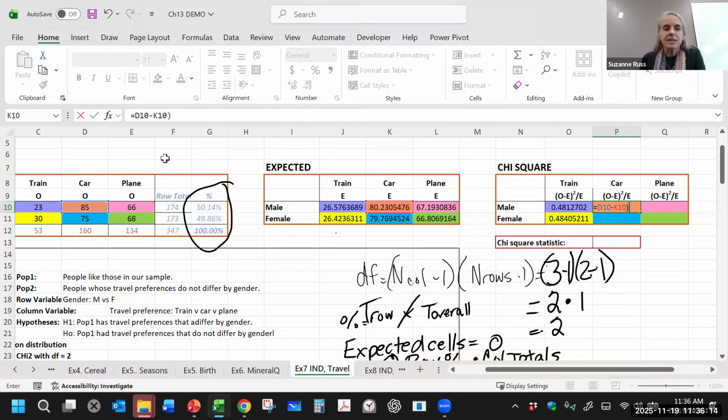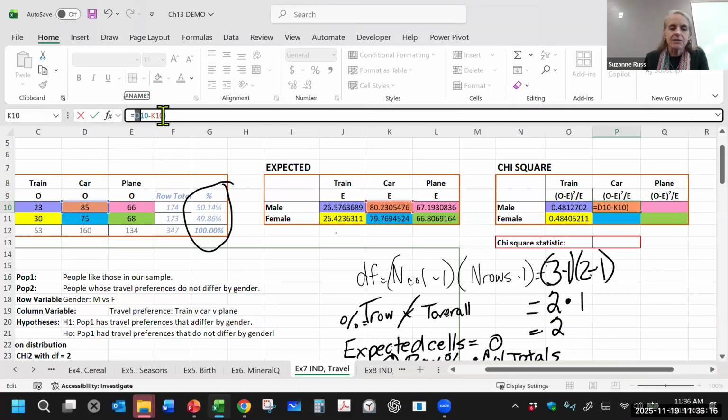Add your parentheses in here. I forgot my first parenthesis here, so I'm going to add that up in the formula bar. If I can get to it, there we go. Go ahead and square it using that caret and the 2. And then just click back in the car cell. Click back in that E cell.